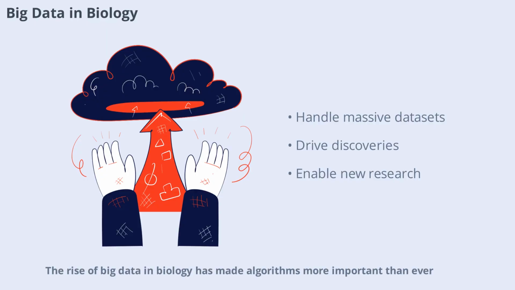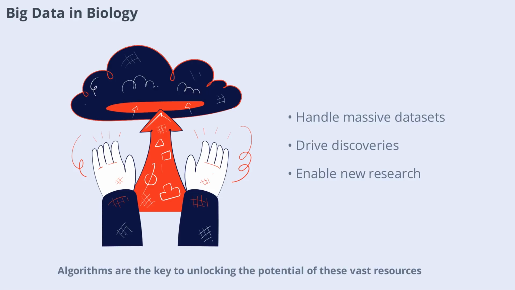The rise of big data in biology has made algorithms more important than ever. High-throughput technologies generate massive datasets that can only be analyzed with sophisticated algorithms. From genomics to imaging, big data is driving new discoveries and changing the way research is conducted.